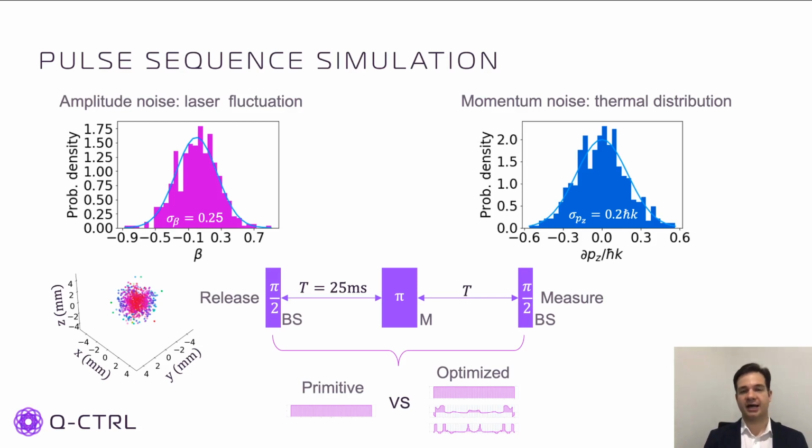So let us have a look at how they perform. So what we'll do is simulate a detection sequence. We'll prepare the atom cloud, then we release it, we'll apply the beam splitting pulse, evolution, the mirror pulse, evolution, and then measurement. Our lasers that we use for these pulses will have significant noise on them with a Gaussian distribution and a standard deviation of 25%. And we'll also have thermal broadening noise that's characteristic of these devices. So let's see how the primitive pulse compares to the optimized pulse.